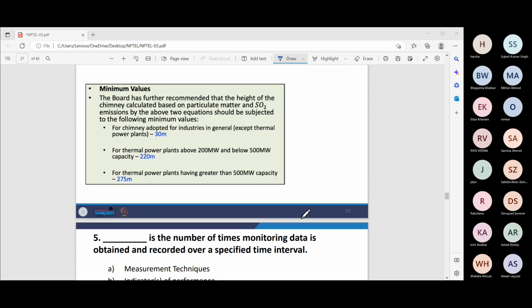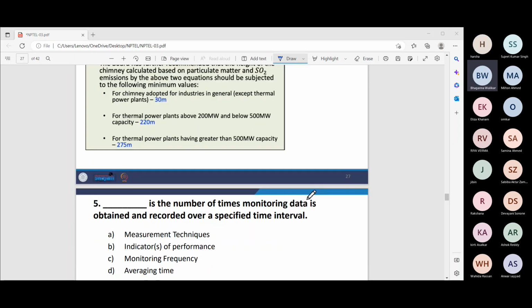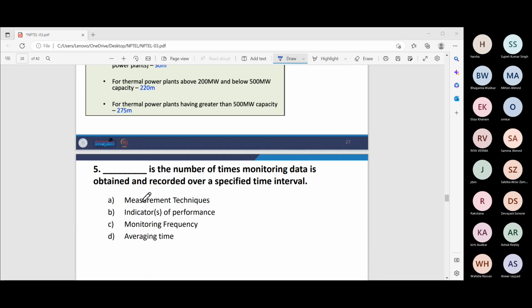Okay, so shall we proceed towards the next question? Yes, ma'am. Okay, so dash is the number of times monitoring data is obtained and recorded over a specified time interval. Basically, how many times do we obtain or record a monitoring data at a specified time interval. So what is this term known as? First is measurement techniques, second is indicators of performance, third one is monitoring frequency, and fourth one is averaging time. Which one will it be? Ma'am, it is averaging time.